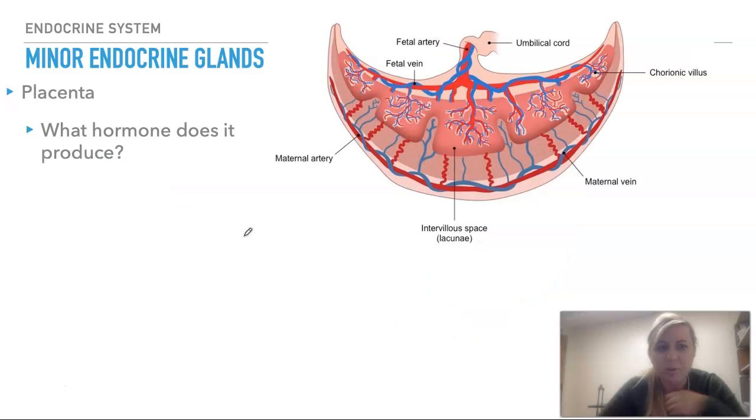And then we have a temporary endocrine organ that I'd like to mention, because you all have had one at some point in your life. Even if you have never carried a fetus, you were once attached to a placenta. And it's really a temporary endocrine organ for the fetus. So the placenta produces several different hormones.